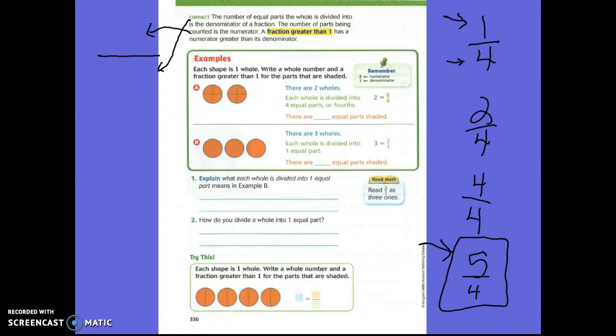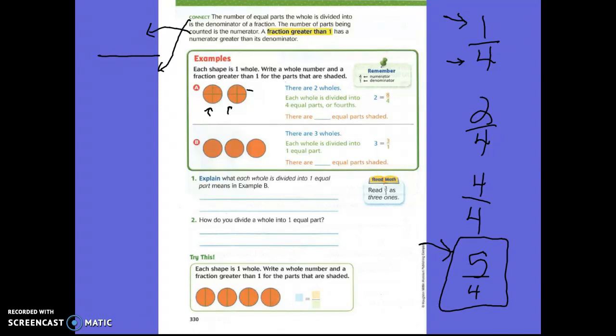Okay, each of these two shapes, this circle and this circle, is one whole. All of it is shaded. So it's the whole thing, like it's the whole pizza. None of the pieces are taken out, okay? So you basically have 2 whole pizzas. Write a whole number and a fraction greater than 1 for the parts that are shaded.